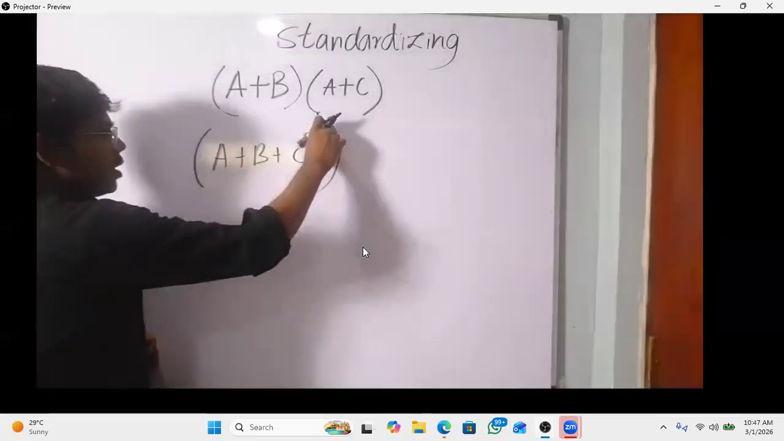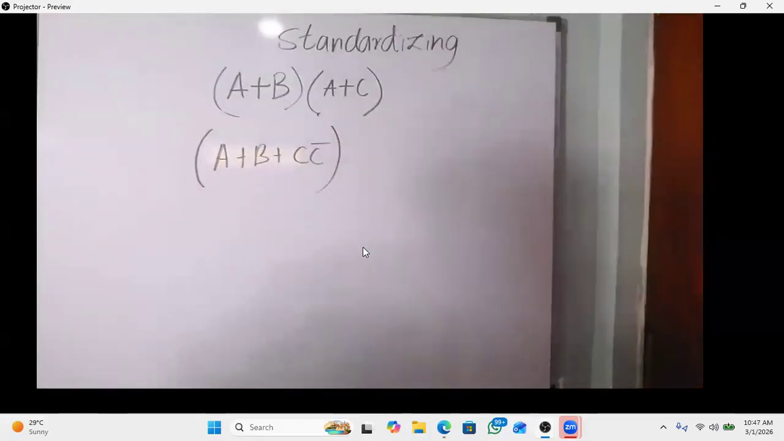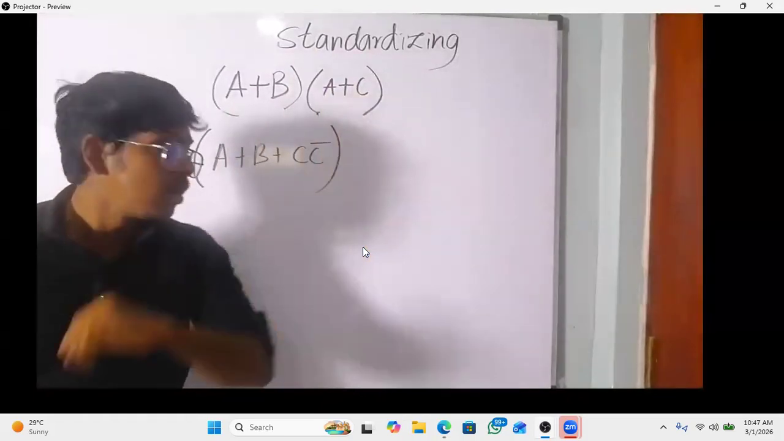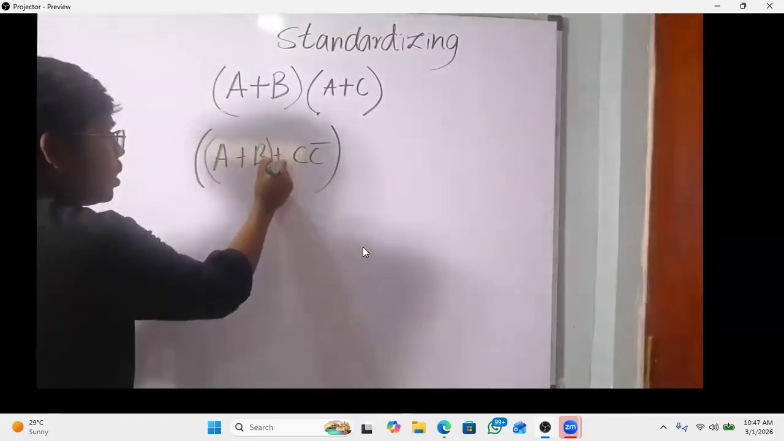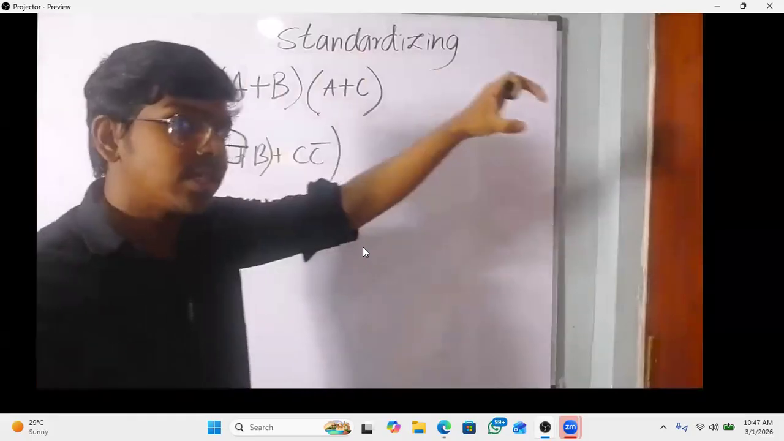Understood? Now what? You can form the brackets from the previous method I taught you. How? Think of this as one term. Make a term, this is one term as A. Think of this as A, one term. Now apply the previous step.